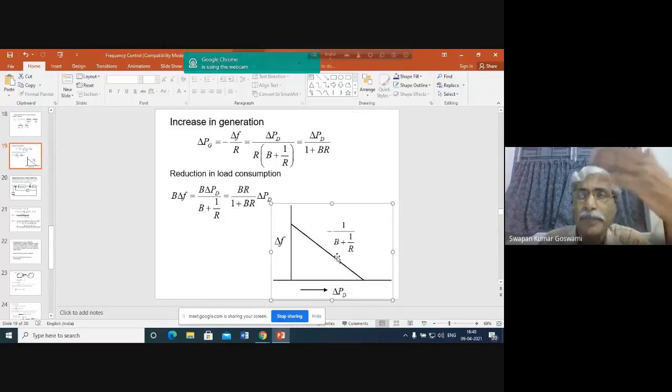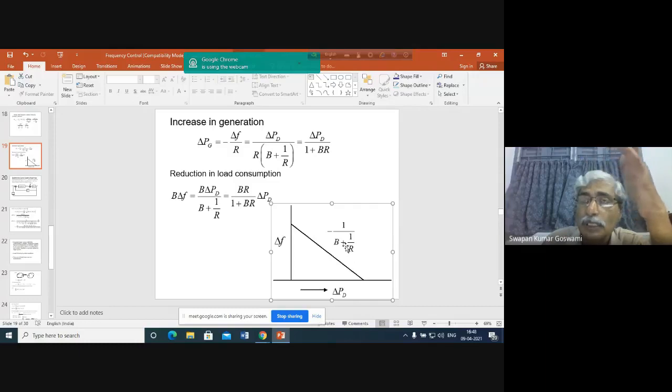This is the impact of the speed changer input. Am I clear? Could you understand this? Basically, frequency is kept constant. After the change in demand, frequency is coming back to normal value. Because due to integral control, delta f at steady state becomes 0, which means the original frequency is restored at the new load.